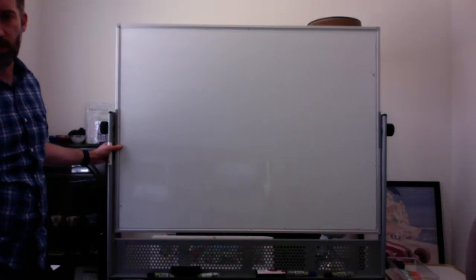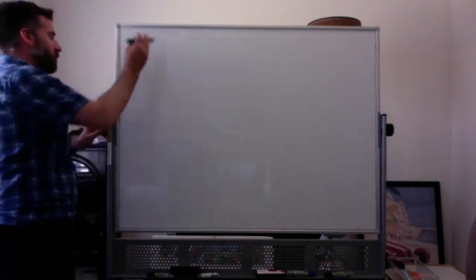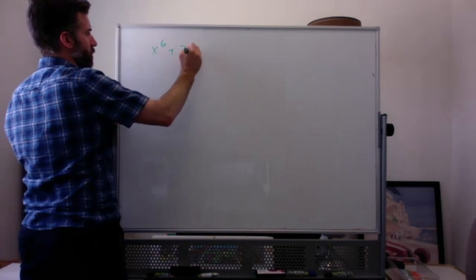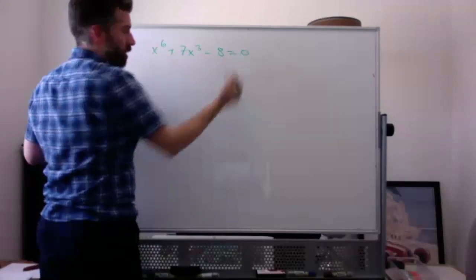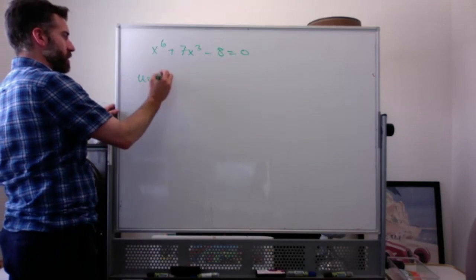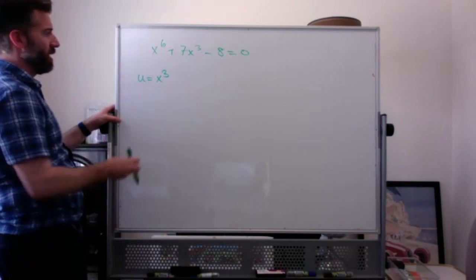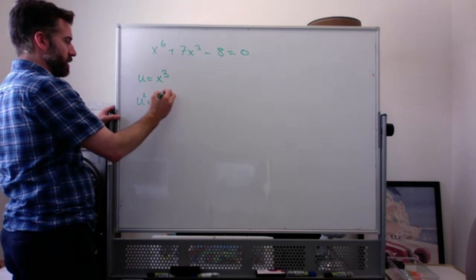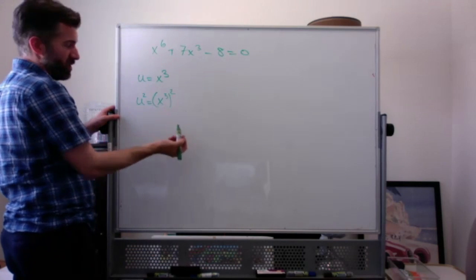The other way to do this, which is not required at all, but if you wanted to, you could say, okay, I've got x to the 6 plus 7x cubed minus 8 equals 0. And then you could let u equal x cubed. And then if you square both sides, u squared is x cubed squared, which is x to the 6th.